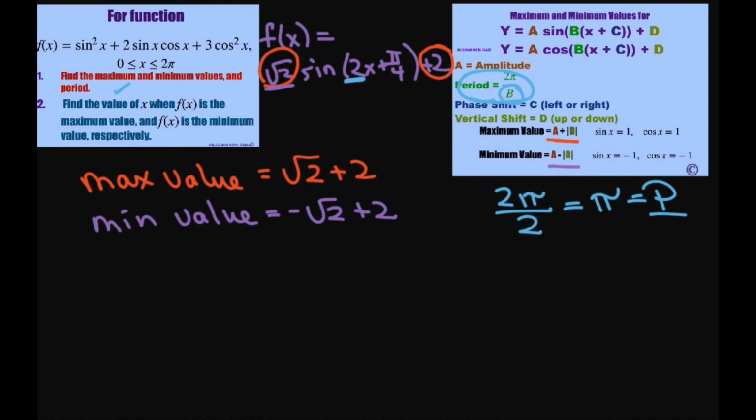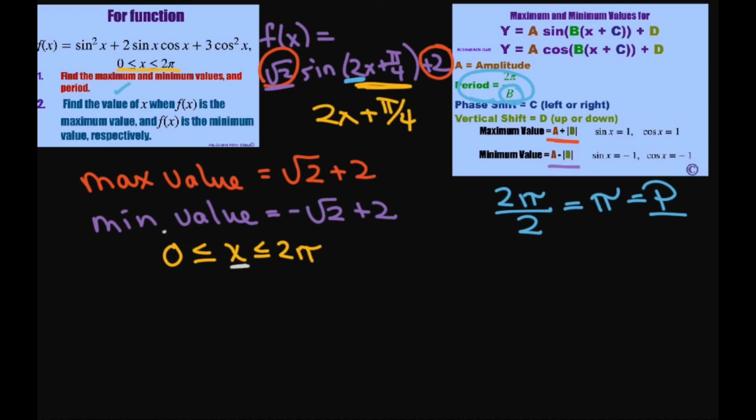So for that, we know our interval is from 0 to 2 pi. So we're going to write 0 is less than or equal to x is less than or equal to 2 pi. Now what we're doing is we're looking at this argument here. So we have 2x plus pi divided by 4, and we want to make this look like that.